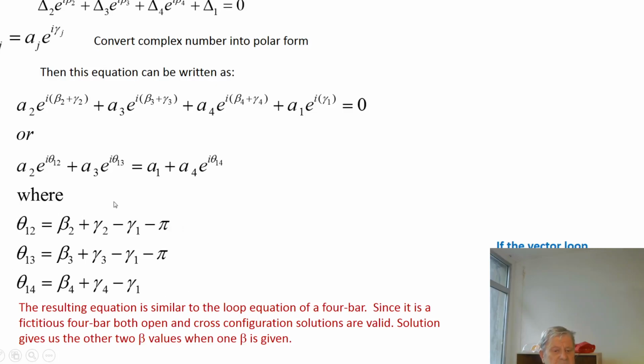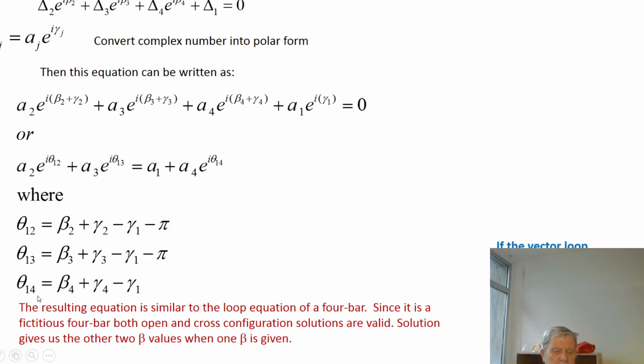Now, with this substitution, I'm sure all of you can realize that this equation is similar to what you have seen in ME301, which is the loop closure equation of a four bar. You know how to solve this equation. If given theta 1,2, you can solve this equation analytically or geometrically, in fact, either way. Now, once you assume beta 2, since these values are all known, you determine theta 1,2. Solve this equation to determine theta 1,3 and theta 1,4. And then solve for beta 3 and beta 4 from these equations. That's it. You have determined beta 3, beta 4.